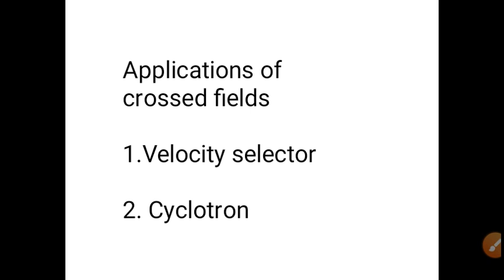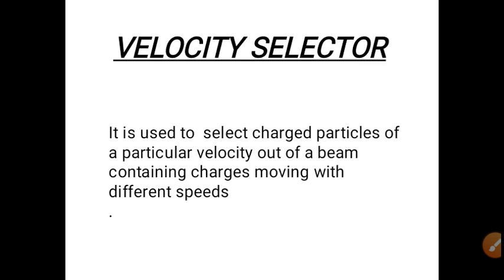Let us see the applications of crossed fields. First one is velocity selector and the second one is cyclotron. Then first application is velocity selector. Velocity selector is used to select charged particles of a particular velocity out of a beam containing charges moving with different speeds. That is, if we have a beam containing large number of particles moving with different speeds, and if we want to pick up only one particle having a specified speed, we can use velocity selector.